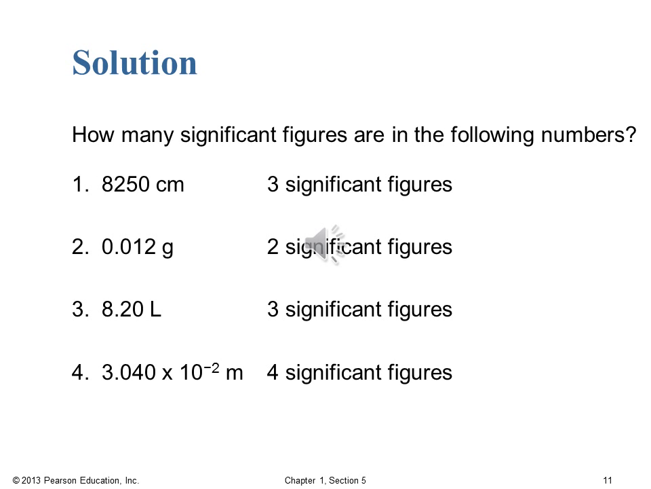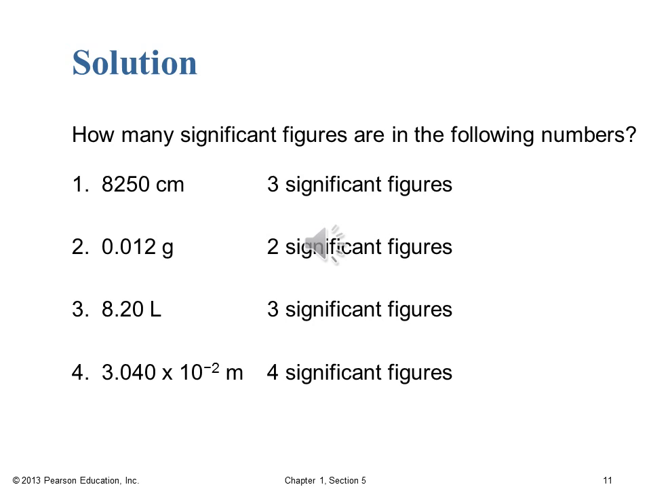Okay, so for number 1, 8,250 centimeters, because we don't show the decimal point, we assume that 0 is just a placeholder, and therefore only the 8,000, the 200, and the 5 from the 50 are significant. So just 3 significant figures there. The final 0 is not considered significant. It's a placeholder. We could rewrite that as 8.25 times 10 to the 4th centimeters using scientific notation.